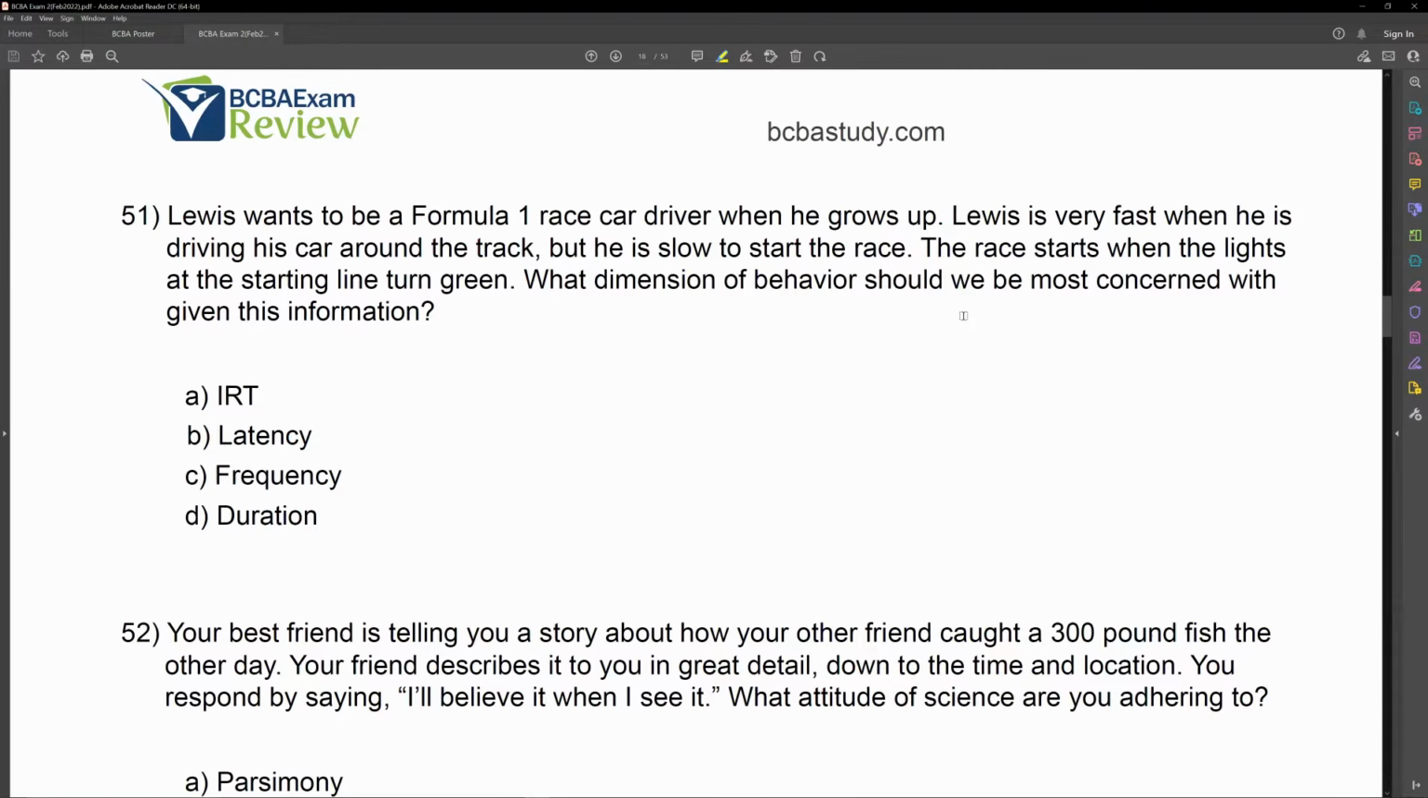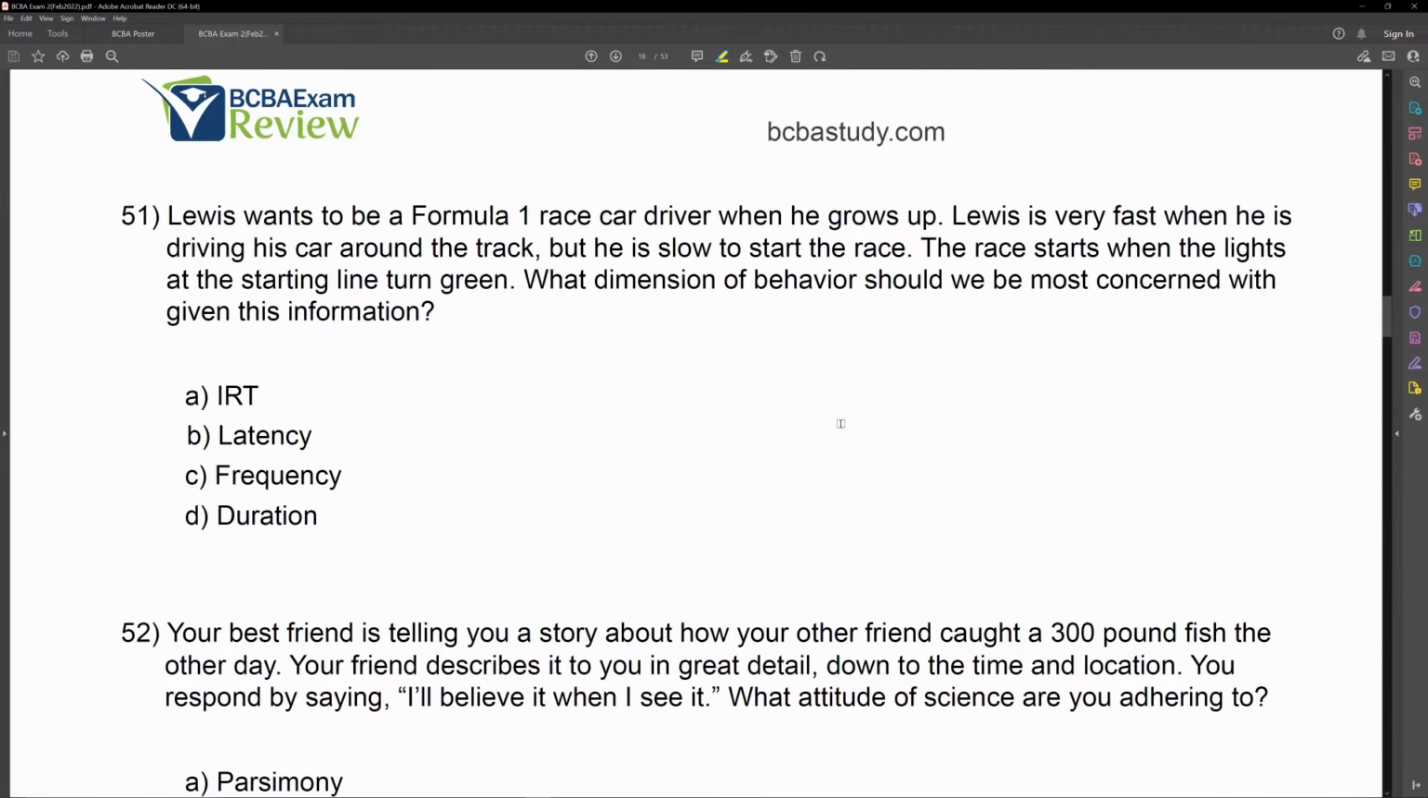Okay, pretty straightforward measurement question. It's a continuous measurement question based on the answer choices. Continuous measurement, we're measuring every instance of behavior. In this case, what are we looking to measure? Well, we know that Lewis is fast when he is driving his car around the track. So if we were measuring duration, we might measure what duration it takes him to get around the track. But that's not what we're concerned with.